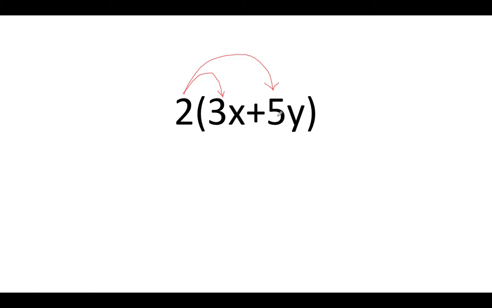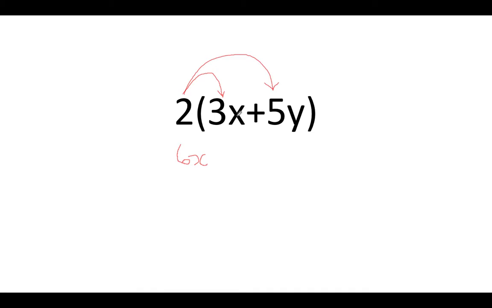But in this case, you just leave it like that, and all you have to do is multiply the 2 by the 3x and the 2 by the 5y. And since the operation is addition, your result will be adding the product of 2 times 3x and 2 times 5y, okay? So let's try that. 2 times 3x, so again, when you're multiplying a number by a term with a number and a variable, you always just multiply the numbers first. So 2 times 3 is 6, and then you add that variable after, so that x, right? So it's going to be 6x.